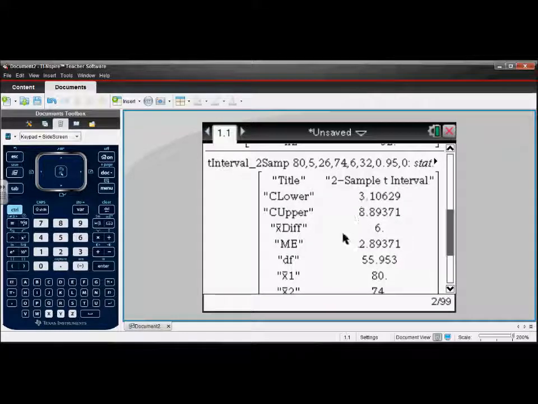So this is how we use the TI-Nspire to run a 2-sample t-test and a 2-sample t-interval. And if you have any questions, please be sure to ask.